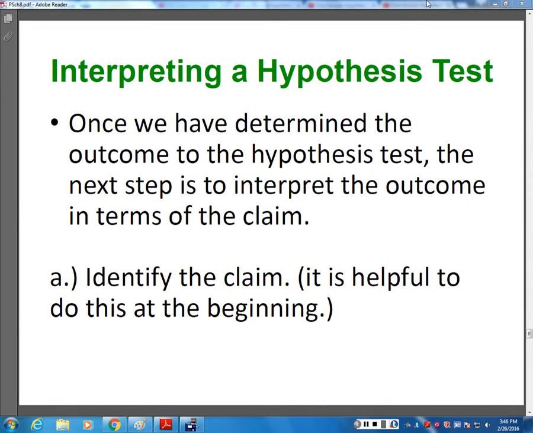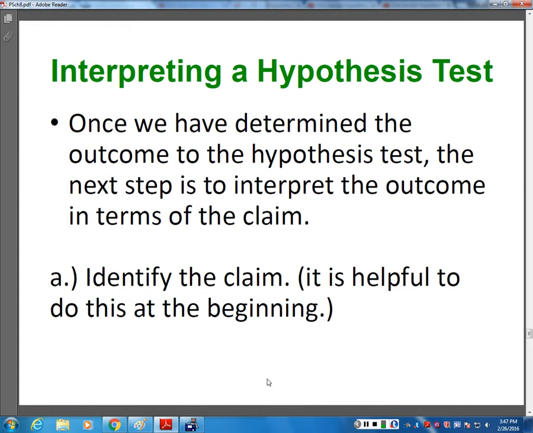Once you've determined the outcome to a hypothesis test, in particular whether you reject the null hypothesis or fail to reject it, the next step is to interpret the outcome in terms of the original claim and context. Here are the steps for that.